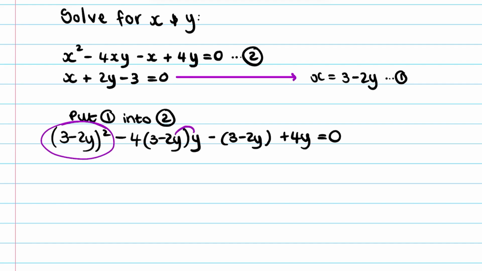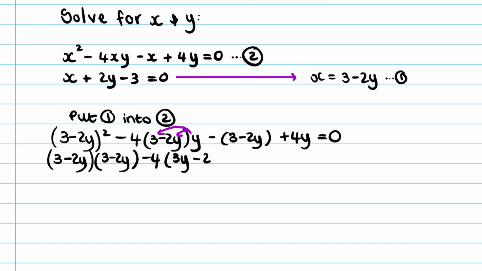And then what I'm going to do is multiply this y into this bracket first before I tackle the negative 4. So we're going to have 3 minus 2y times 3 minus 2y minus 4. But remember, I'm going to multiply my y in here. So I'm going to have 3y minus 2y squared bracket. Then I'm going to multiply this minus into the bracket here. That's going to give me minus 3 plus 2y. And then I'm left with plus 4y. Excellent.